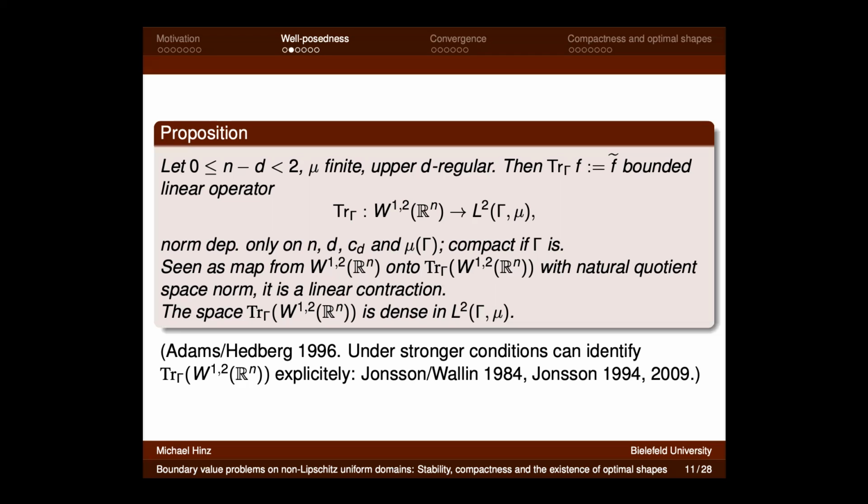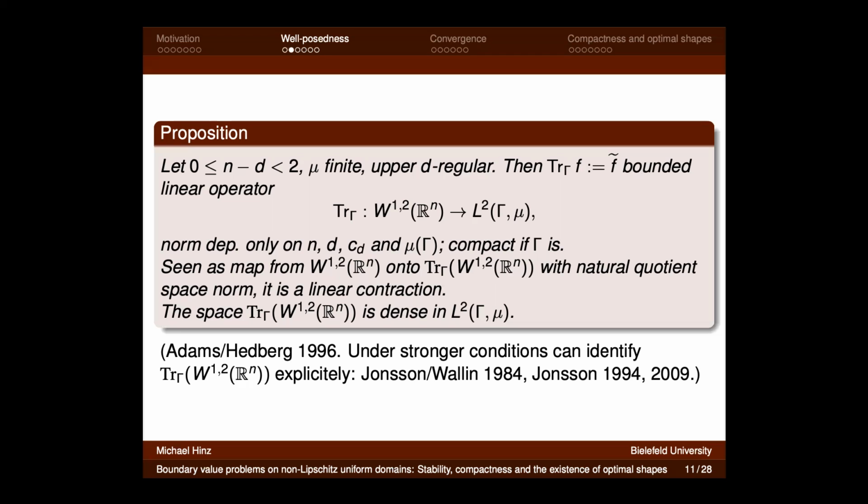If we don't impose further assumptions on the measure, we may not exactly know what the norm in the space looks like in a constructive way, but we don't care. We endow it with the natural quotient space norm, and then we see this trace operator as a linear contraction. By Stone-Weierstrass, we also see this trace space is then dense in L2(gamma, mu). So the trace gamma of W12 is a space on gamma, and it's dense in L2.